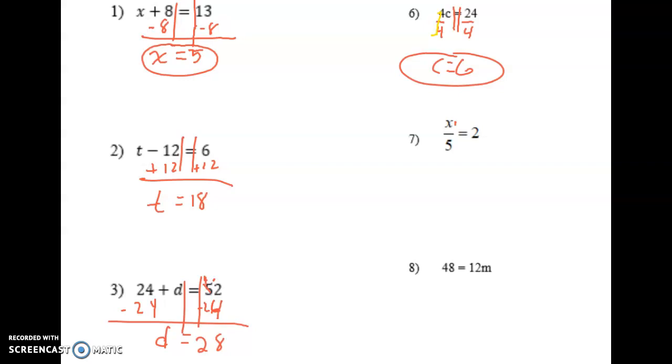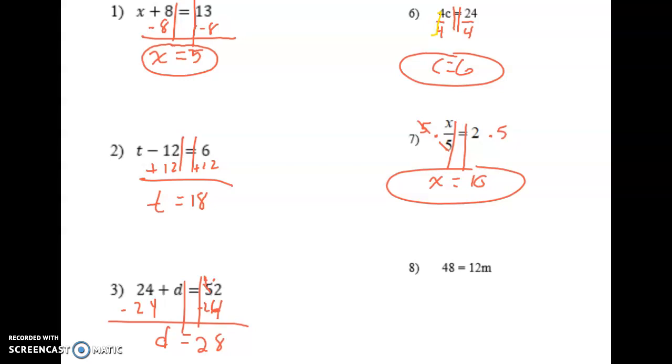Number 7. It says x divided by 5. The opposite of dividing by 5 is multiplying by 5 on both sides. The 5s cross simplify, so I'm left with x equals 5 times 2 is 10. And if I check, 10 divided by 5 gives me 2.